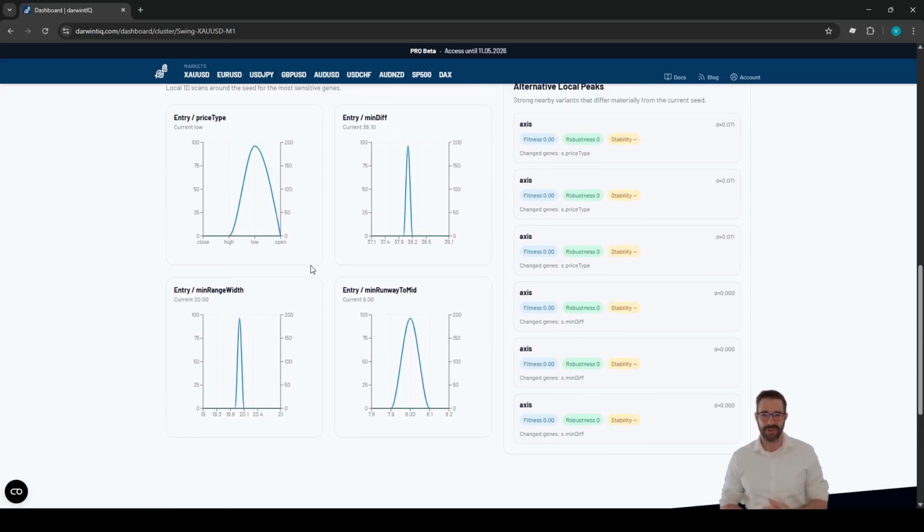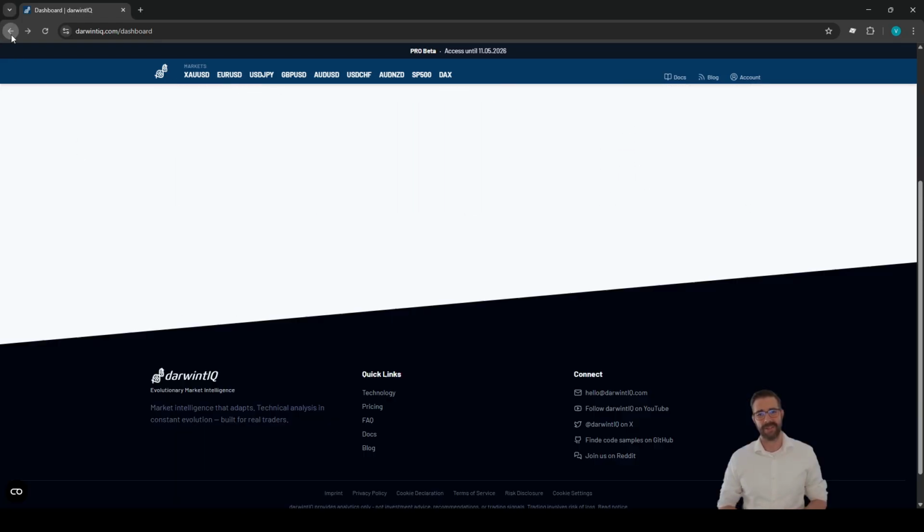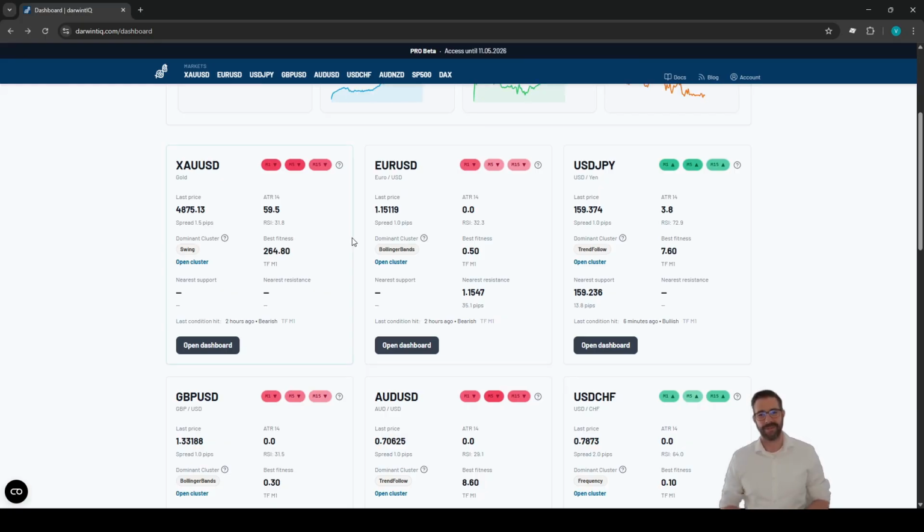You'll also see values like fitness, signal direction, and timing. These are not meant to be followed blindly. Instead, they help you understand which types of behavior are currently effective. Are short-term mean reversion models working, or are trend-following models dominating?